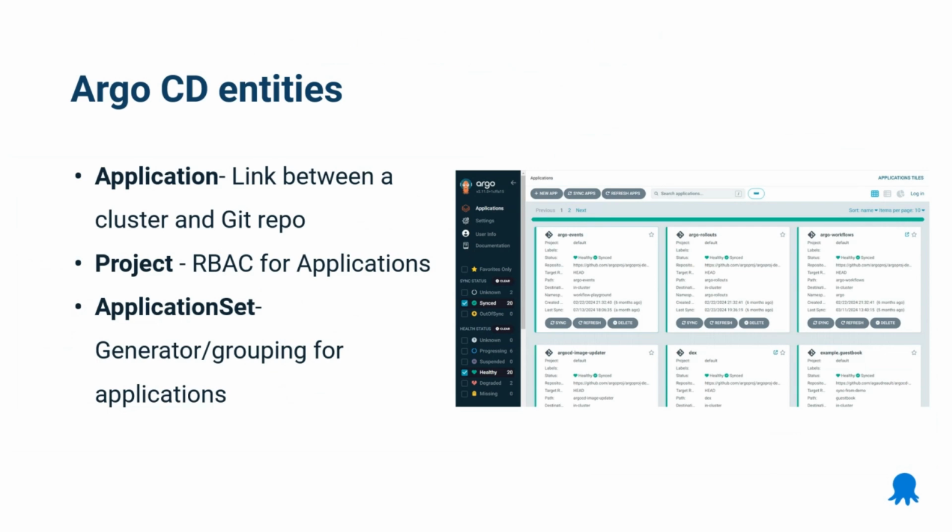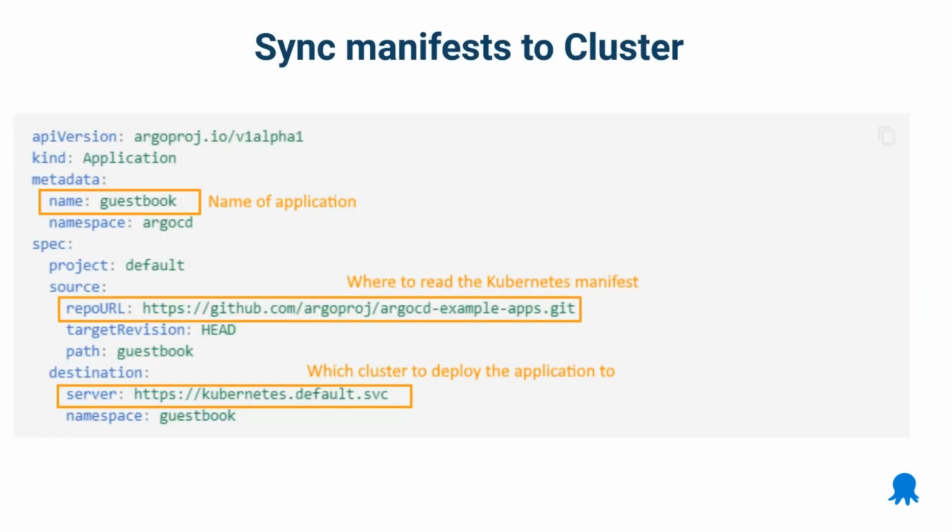So Argo CD also introduces its own resources. As we have seen, the application is the main link between a cluster and a Git repo. There is also the project resource that allows you to group applications and then define security controls for them. And also we have the application set, which is a way of generating a large number of applications. So this is how it looks.